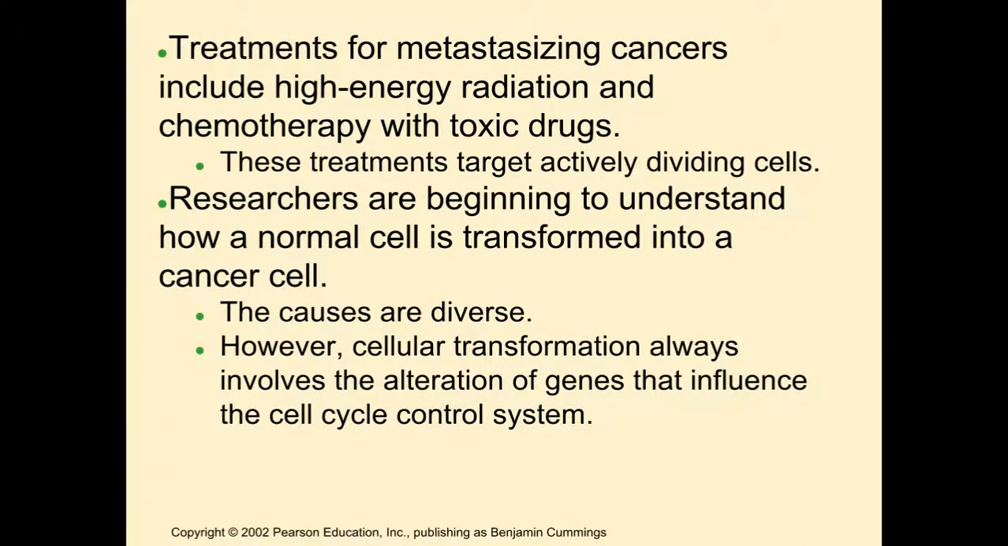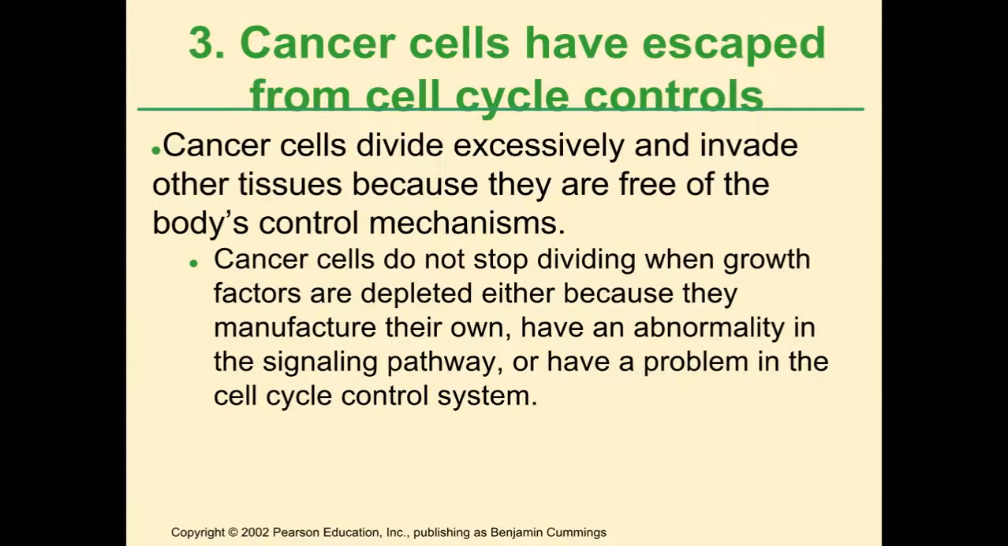And people are beginning to understand how a normal cell becomes a cancer cell. Basically, what they realize is that during the cellular transformation, there is almost always a genetic mutation that changes the cell cycle control system. So basically, the cell cycle control system doesn't inhibit the cell when it should, so the cell doesn't repair itself. Cancer cells escape from the cell cycle controls. So basically, cancer cells divide excessively and invade other tissues because they're free of the body's control mechanisms.